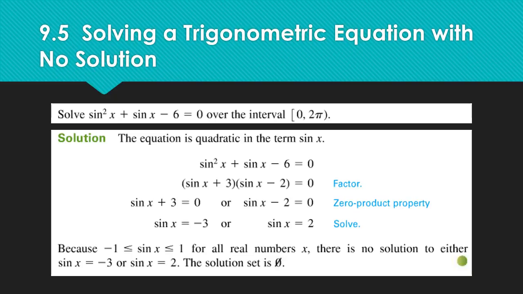Well, there's a problem with that. If you remember, the range of sine is negative 1 to 1, and neither of these numbers are in that range. So what that means is that this problem has no solution. I know some of you are probably going, okay, I just did a whole bunch of work and I got nothing out of it. Sorry, but sometimes that's the way it works. There's no solution to this problem.